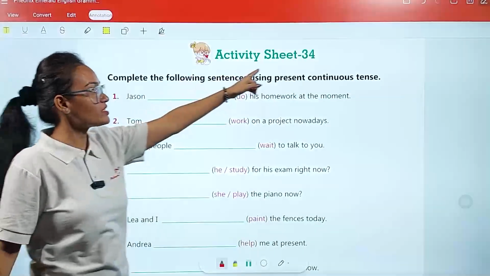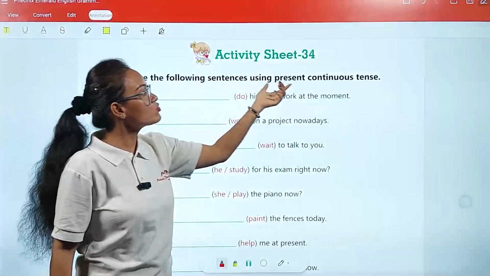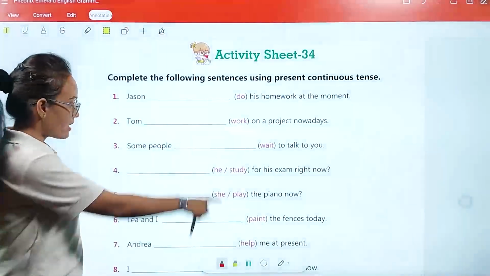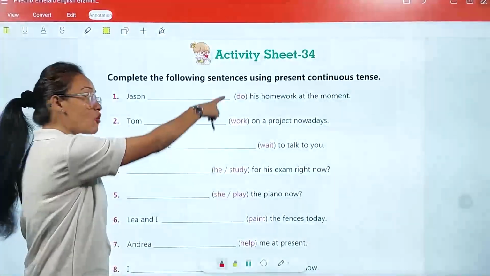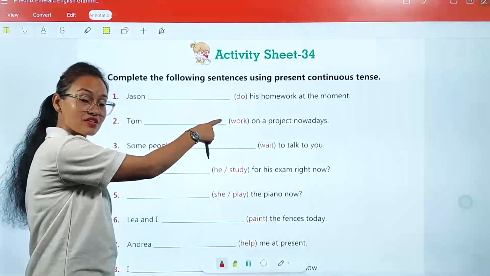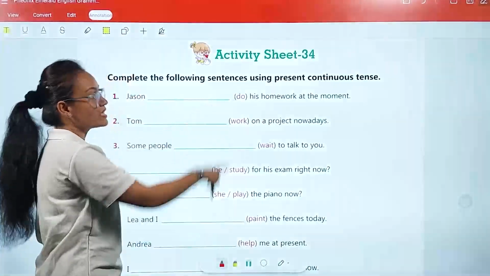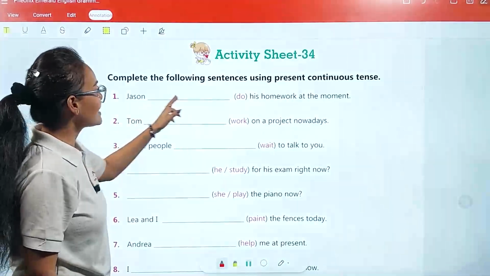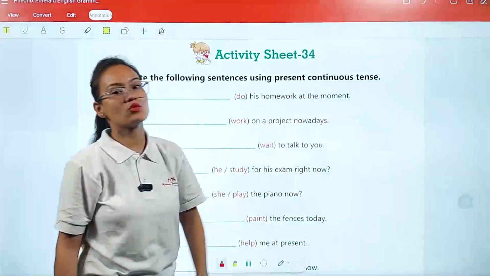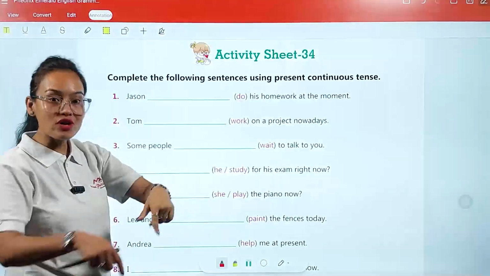So, activity sheet number 34. Here we are going to complete the following sentences using present continuous tense. My dear students, filling the blanks is given. Again we are going to change the form of the verb, converting these verb words in brackets into present continuous tense. Let's see. Jason dash do his homework at the moment. So, Jason is doing his homework at the moment.